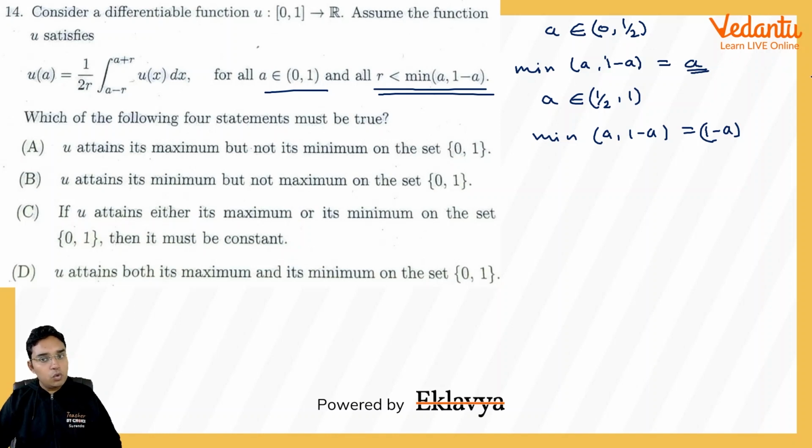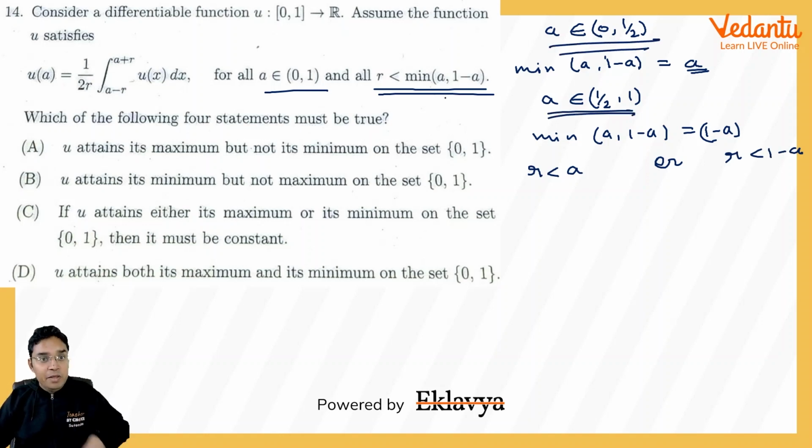Okay, so in both cases you can check this r is going to be less than 1 by 2, because this is going to be less than 1 by 2, this is also going to be less than 1 by 2, but we have to take r based upon what is my value of a. So r will be either less than a or less than 1 minus a, depending upon what my a belongs to.